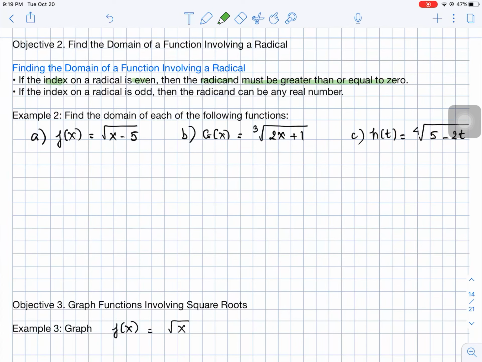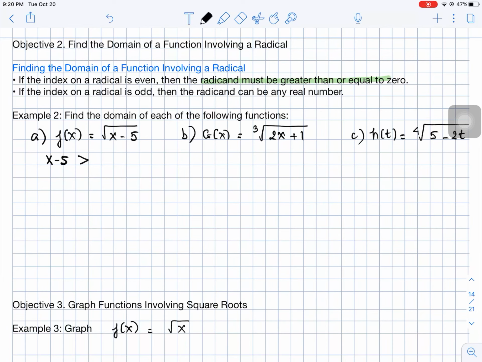Objective number 2. Find the domain of a function involving a radical. We base on the index to find the domain. If the index is even, then the radicand, the number or the term under the radical, must be greater than or equal to 0. And if the index is an odd number, then the radicand can be any real number. So we will base on this to find the domain for example number 2.